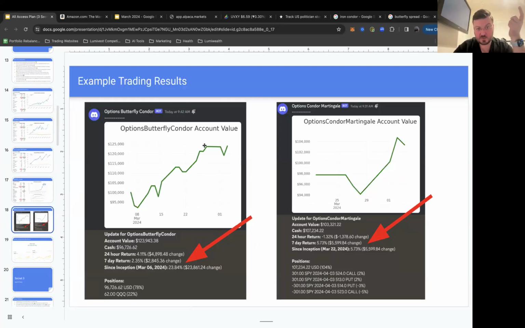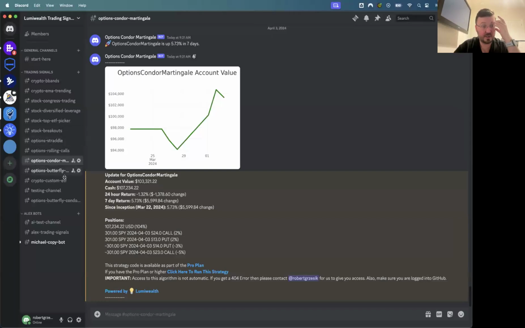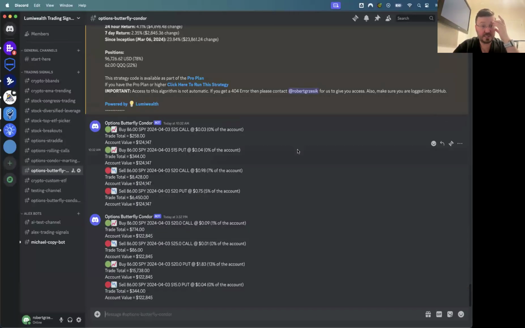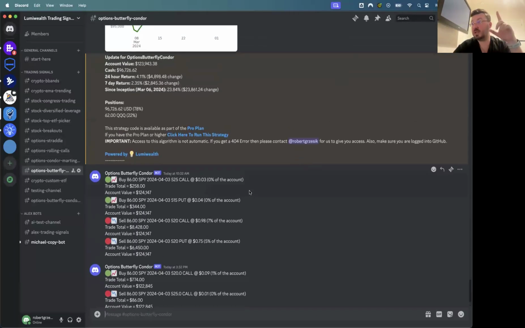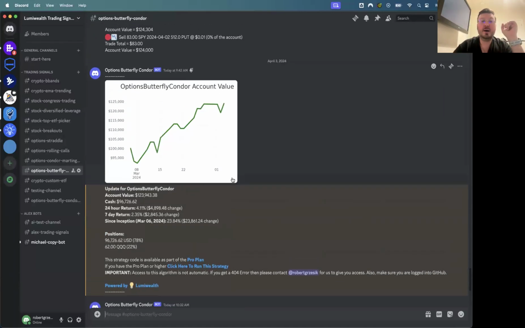Here's paper trading. This is with fake money. You could actually view it in our trading signals. If you sign up to our things, you can see our trading signals. You can watch the thing trade all day long. Here's how it's performed over time. I set this thing up on March 6th, so less than a month ago, and it's up about 24%. I'd say that's a pretty damn good result, right? 24% in a month. Show me something that could beat that.